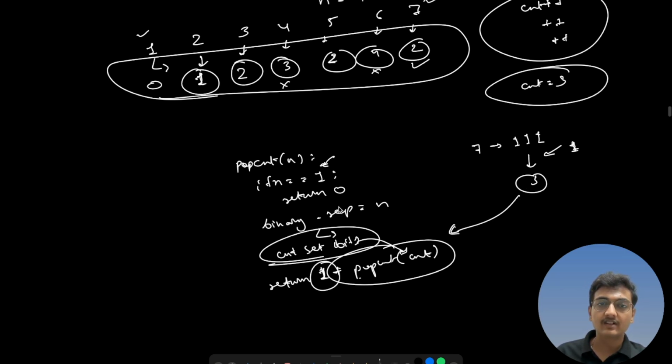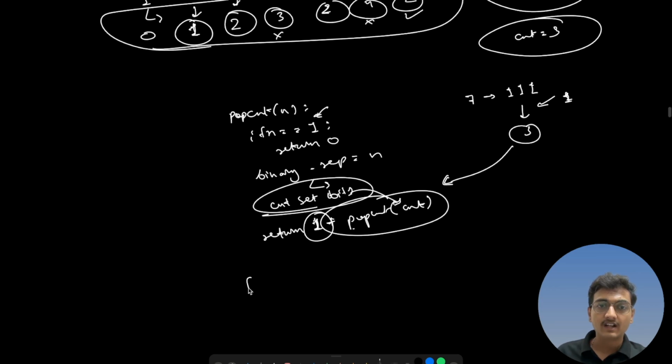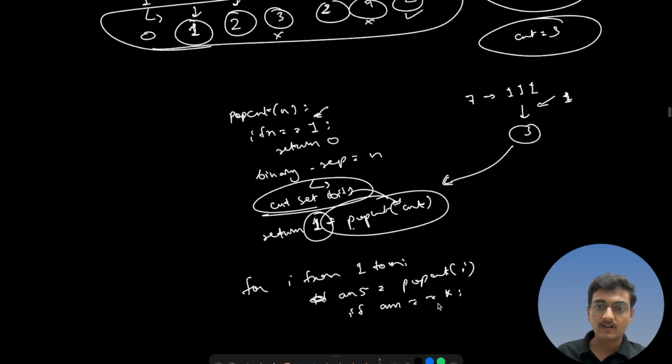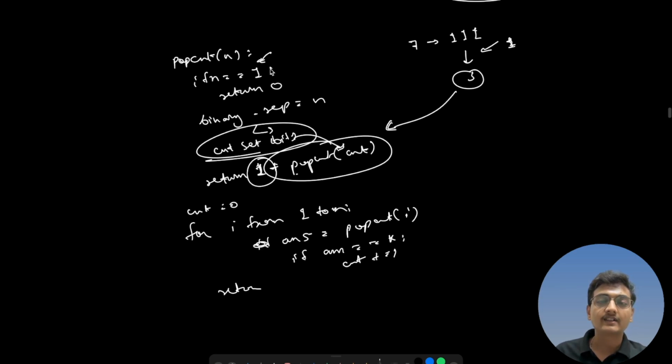So this is basically our brute force approach. In the end, we can calculate for each i from 1 to n: we declare answer equal to pop count of i, and if answer equals k, I can definitely increase my counter. I can define it here and return the counter. So this was a quick overview of the brute force approach. I think you must have written it. If you have any doubts, you can comment down and we can discuss it.